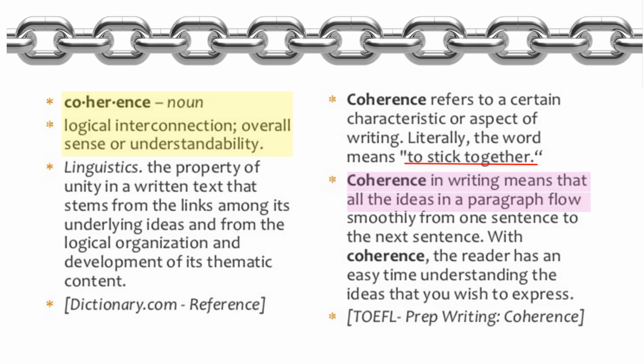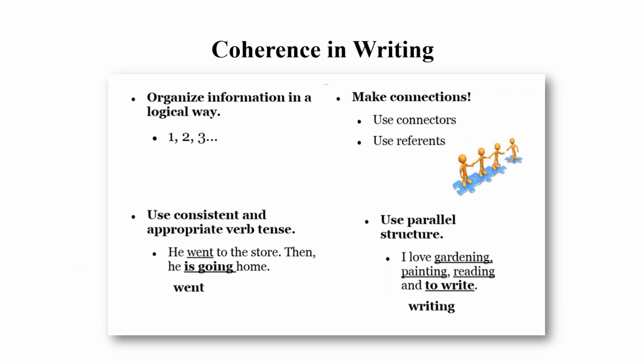Coherence literally means to stick together. And coherence in writing means that all the ideas in a paragraph flow smoothly from one sentence to the next sentence. With coherence, the reader has an easy time understanding the ideas that you wish to express. Now, how do we achieve coherence in our writing? How do we make sure that when we're finished, our essays cohere, they hang together, and all of the ideas are logically related in their support of the topic sentence?